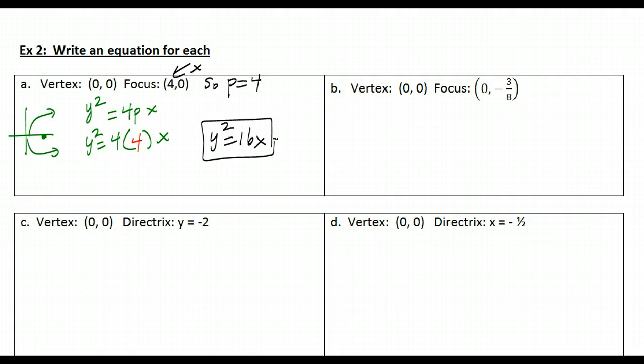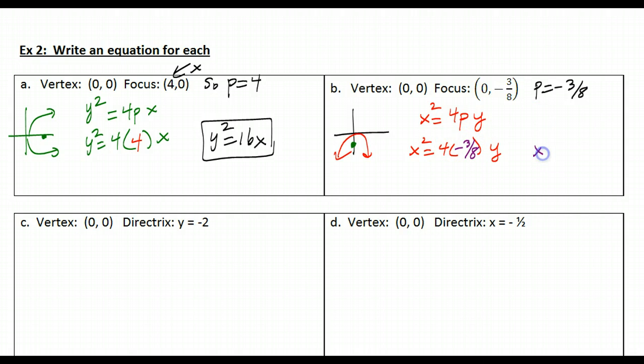Here's another one. This time my p is negative 3/8. If I make a quick sketch this time, 0, comma negative 3/8 would be right down here. And so my graph is going to open downward like that. So in my mind I'm like, okay, up or down, that's an x squared. Here's my formula. And then all I need to do is plug in p and figure out what that is. It ends up being negative 3/2. So x squared equals negative 3/2 y.